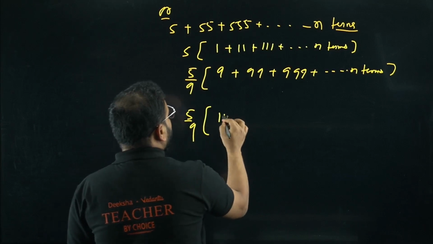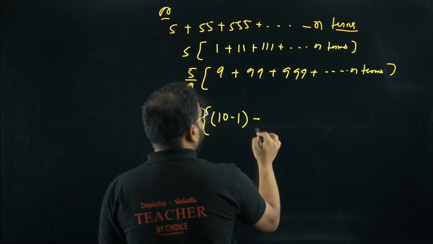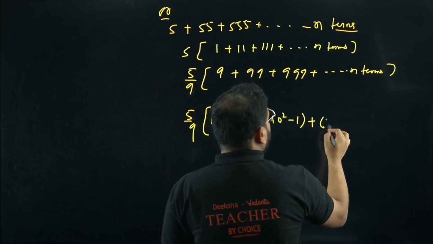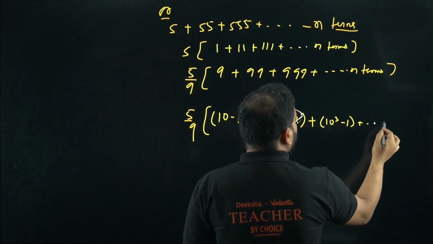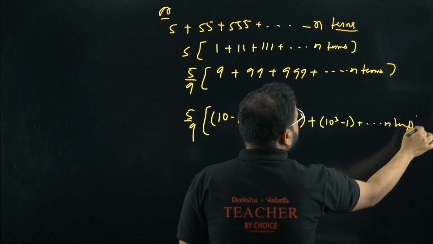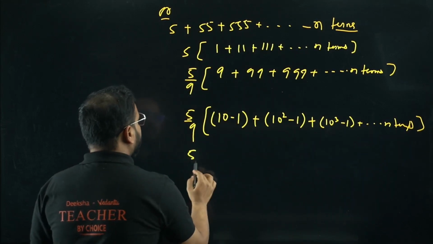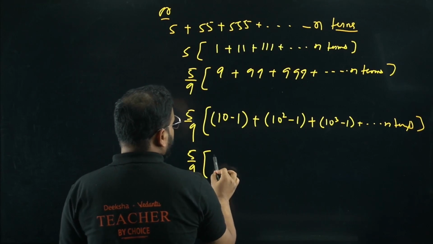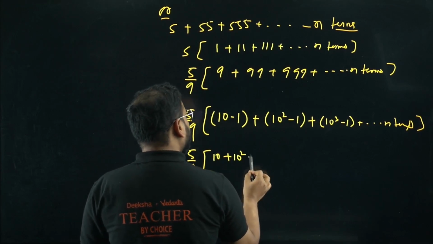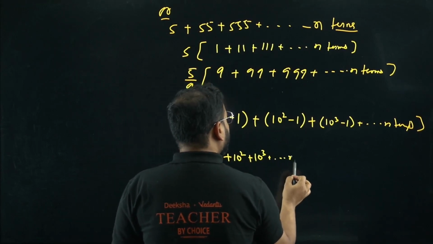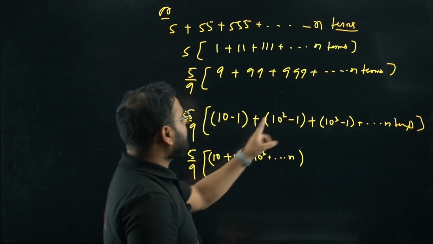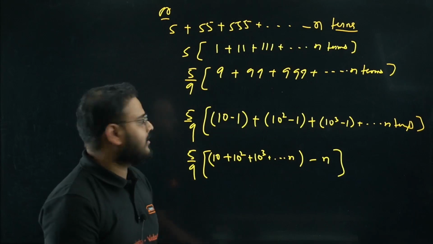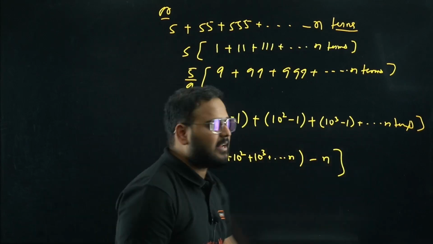I can write this as 10 minus 1 for the first part, plus the second, 10² minus 1, since 100 minus 1 is 99. Next, 10³ minus 1, and so on till n terms. Please check. I get 5 by 9 on this side, and 10 becomes simply 10 plus 10² plus 10³ up to n terms. And what I have is minus 1, minus 1, minus 1 till n terms, so simply minus n, since minus 1 is coming n times.